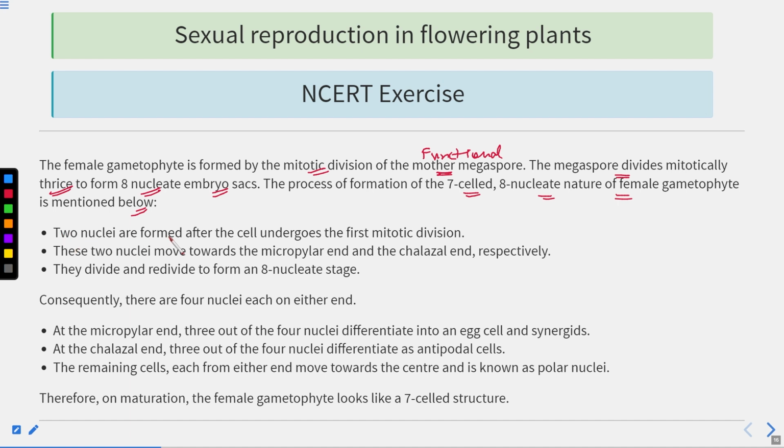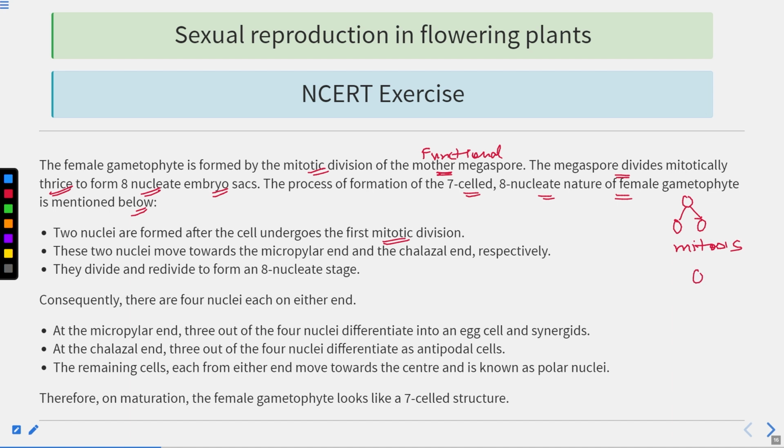Now, 2 nuclei are formed after the cell undergoes the first mitotic division. So after the first mitotic division, 2 cells will be formed, obviously, because by mitosis 2 cells are formed. Meiosis gives rise to 4 cells, but mitosis gives rise to only 2 cells. So from 1 cell, 2 cells are formed in case of mitosis.